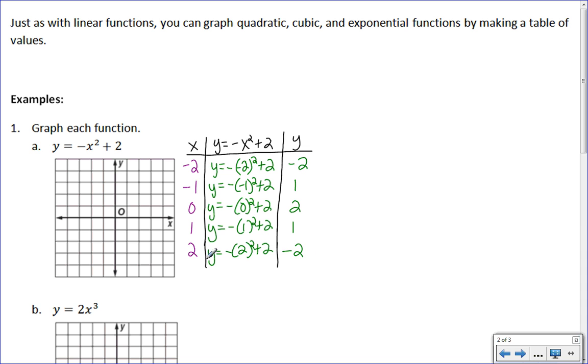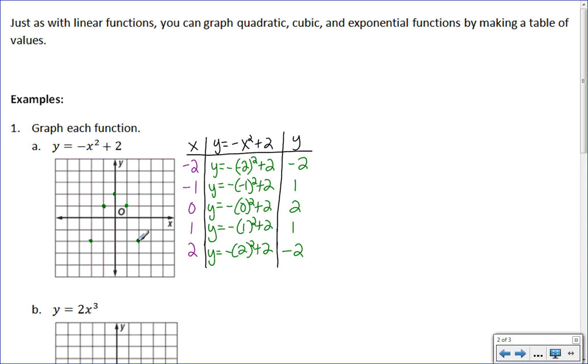Okay. So now we can go ahead and plot each of these points on our graph. So we have a point at -2, -2. We have a point at -1, 1. A point at 0, 2. At 1, 1. And at 2, -2.